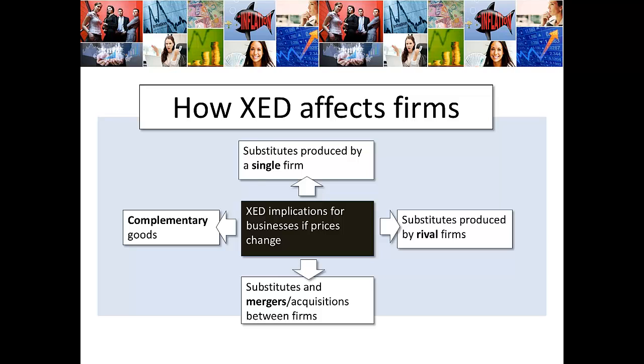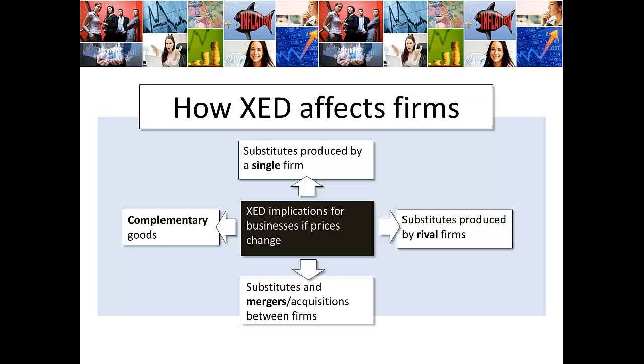Similarly, substitutes provided by rival firms. So again, we can take a car manufacturer. A car manufacturer will be very, very interested to know what happens if a competitor drops the price of a similar model, what effect that will have on the demand for the model of car that they're producing, one that's a substitute.